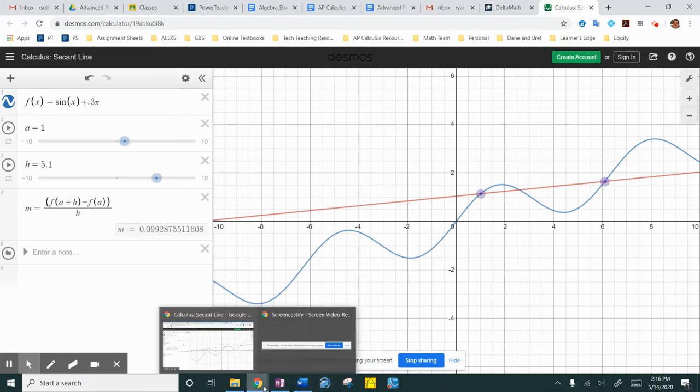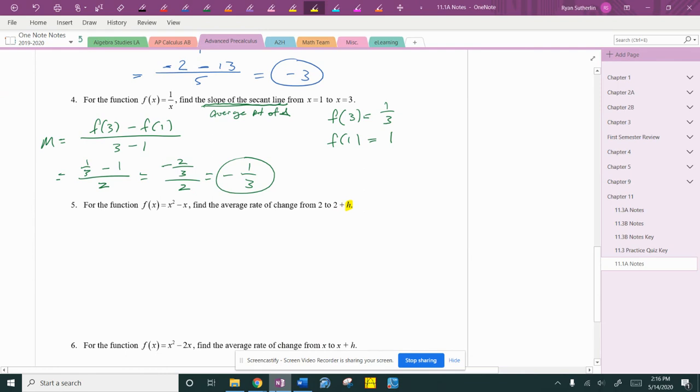So let me show you how this works with this problem. My average rate of change means, if I think of my first point as 2, I have f of 2. My second point is going to be 2 plus h, and I'm going to have f of 2 plus h. F of 2, that's easy to find, and I'll do that over here. F of 2, well, that is 2 squared, which is 4, minus 2, which is 2.